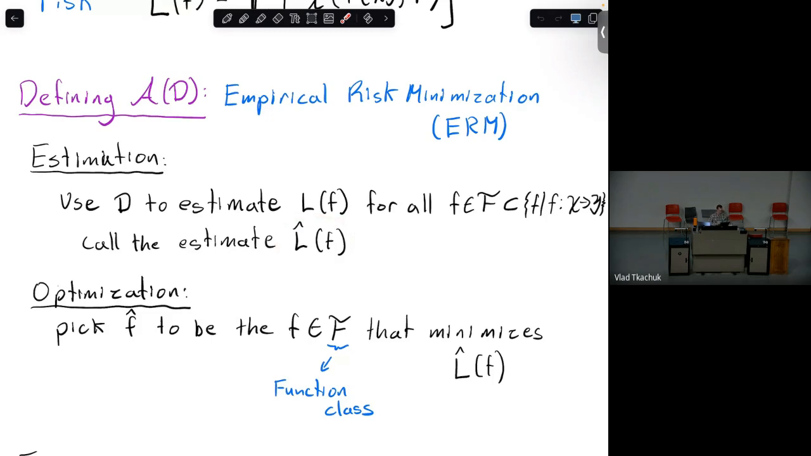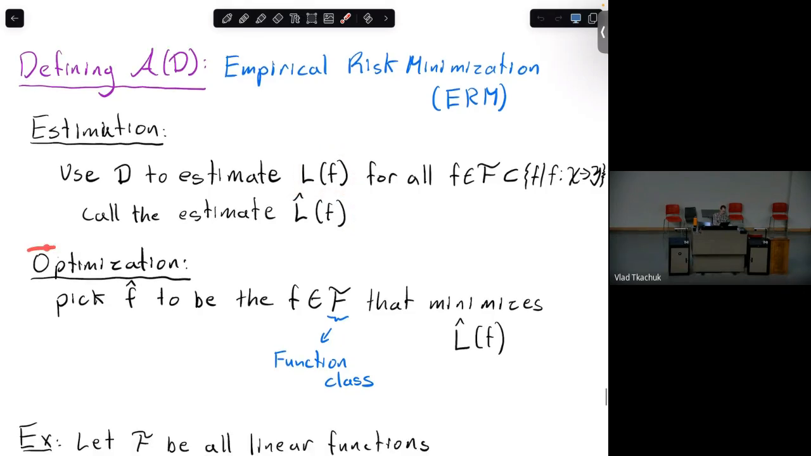Like, that's this L hat of f thing. That's why we care about it, because it's an estimate of the thing we really care about, which is L of f, the true expected loss, okay? And if this thing is actually close to the true expected loss, then all we have left to do is just solve an optimization problem. And that optimization problem is just pick the best predictor that makes this estimate the smallest.